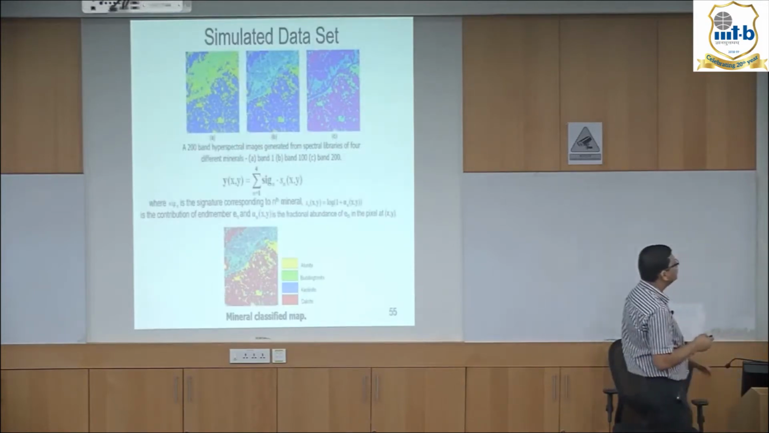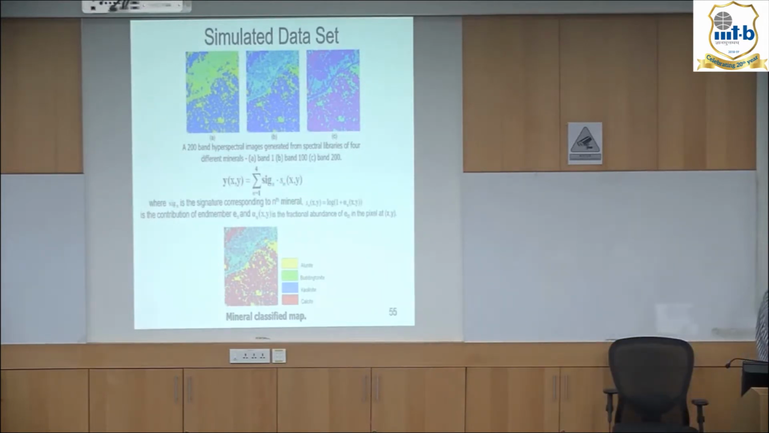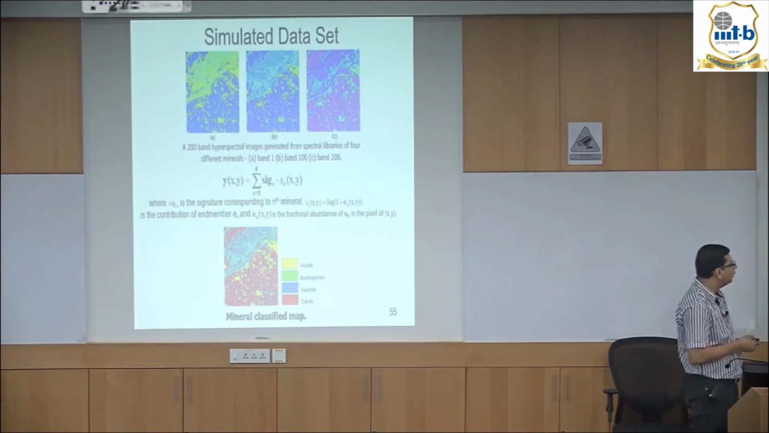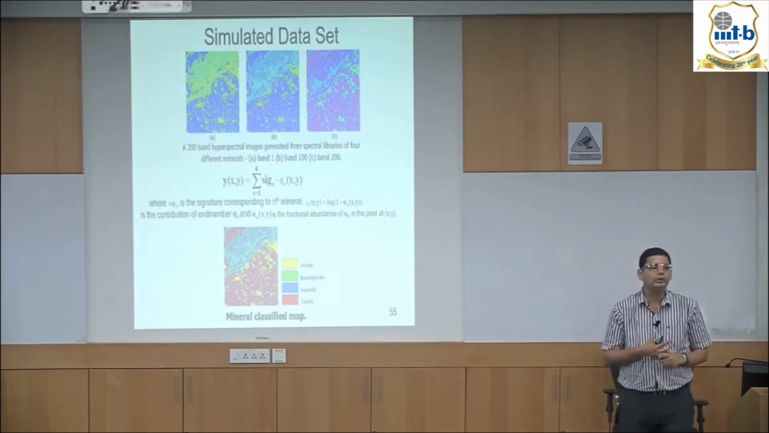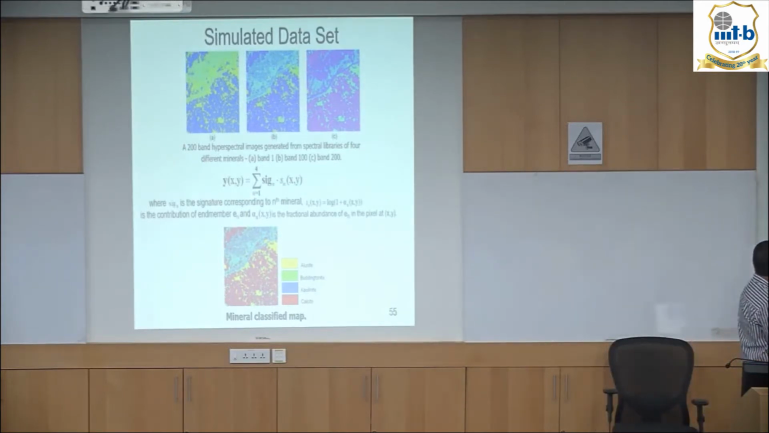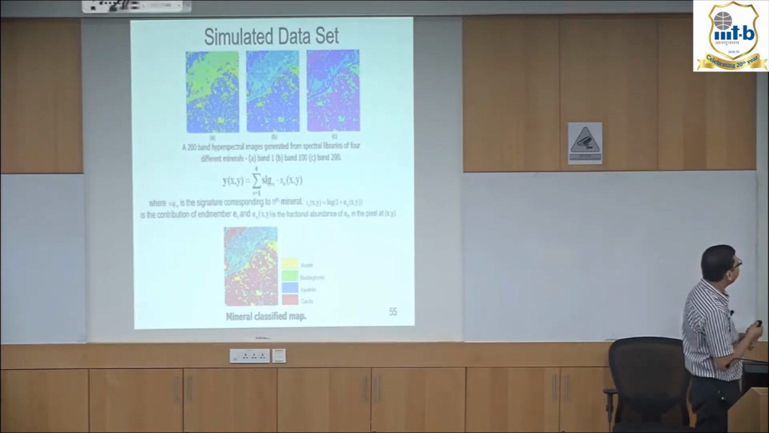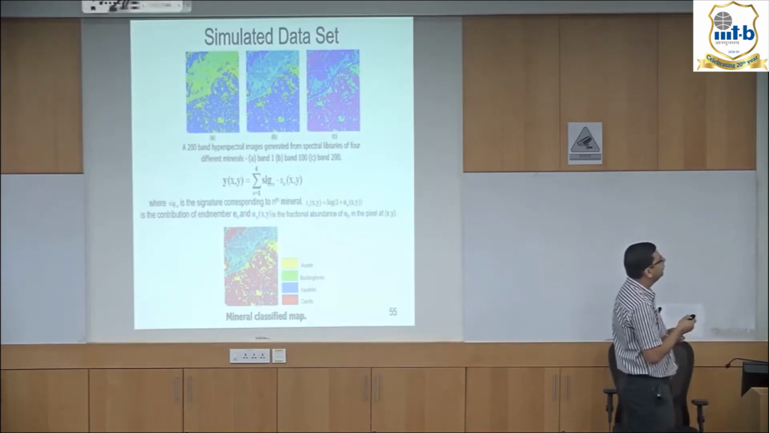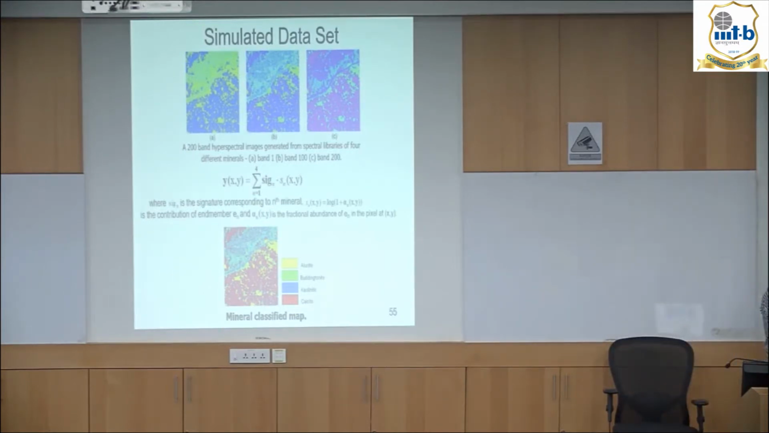So we first carried out the experiment on a simulated data set. We had the reflectance of four minerals: alunite, budingtonite, kaolinite, and calcite. Those were obtained from the Jet Propulsion Laboratory. We artificially simulated 200 spectral bands. Because of the number, they are also called hyperspectral bands. In the figure, you can see band 1, band 100, band 200. And then we use these bands to test our algorithm.